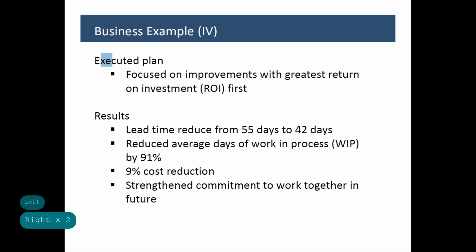So the next thing is then they needed to execute the plan, and for that purpose they focused on those areas where improvements with greatest returns on investment pertained. So they focused on these first, and we saw that already in the future supply chain, they were capable of reducing the lead times from 55 days to 42. And they were also capable of reducing the average days of work in process, also abbreviated WIP, by 91%. This materialized in a 9% cost reduction. And this project obviously worked so well that they want to strengthen their commitment to work together also in the future.